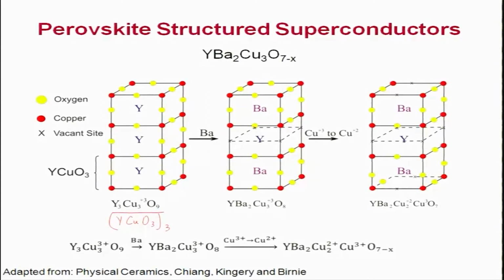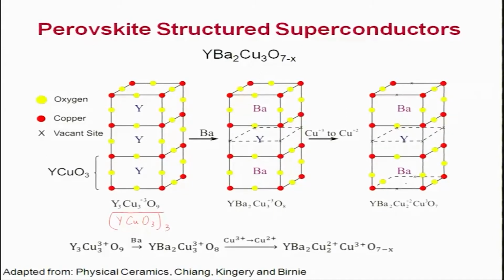You further reduce Cu3 plus to Cu2 plus, so that it becomes YBa2Cu2(2+)Cu(3+)O7. So, you have 2 of Cu2 plus, 1 of Cu3 plus, and as a result oxygen becomes 7. When you do that, the reduction is not complete, it's not stoichiometric. So, you end up having 7 minus X, and this 7 minus X state is the superconducting state. So, you have many more vacancies of oxygen. These are empty oxygen sites, these are empty oxygen sites.